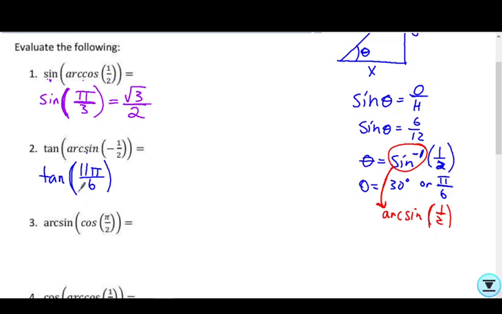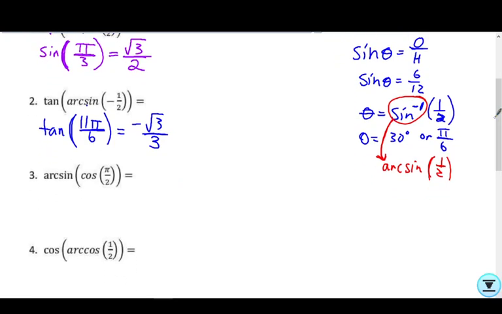So technically at 7 pi over 6 sine is negative 1/2, but it is not in arcsine's range of outputs. Okay? And now, what is tangent at 11 pi over 6? And that's negative square root of 3 over 3. Okay? So it's really easy. If you know your unit circle, this becomes super, super simple. Okay? Number 3.